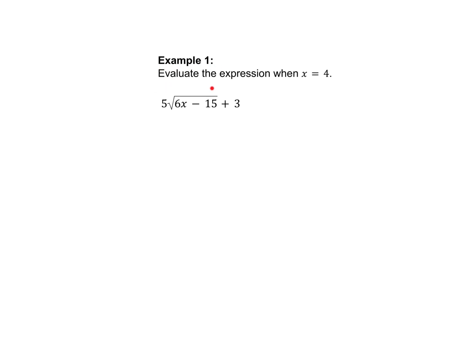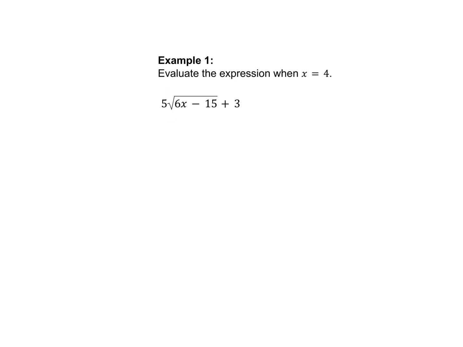Example 1, evaluate the expression when x equals 4. So here we have 5 times the square root of 6x minus 15 plus 3. So we're going to take this 4 and replace it with this x. So I'm going to start writing.